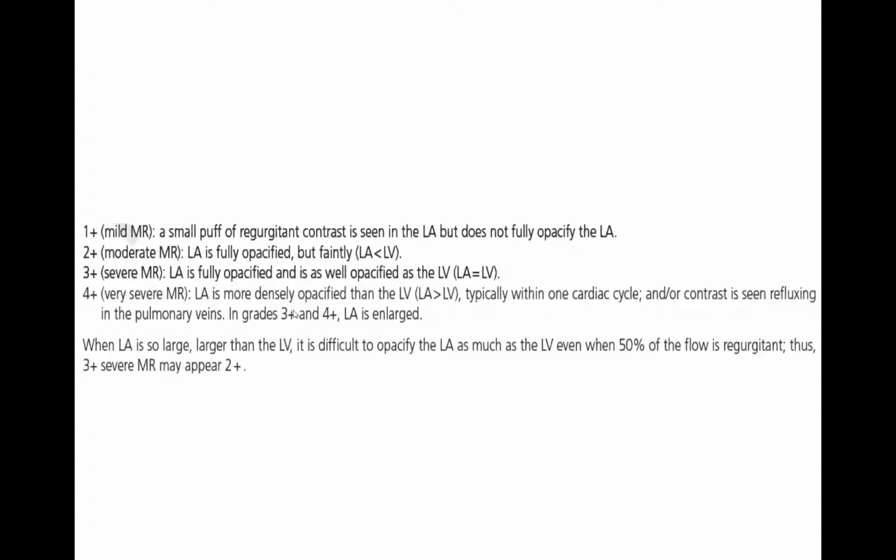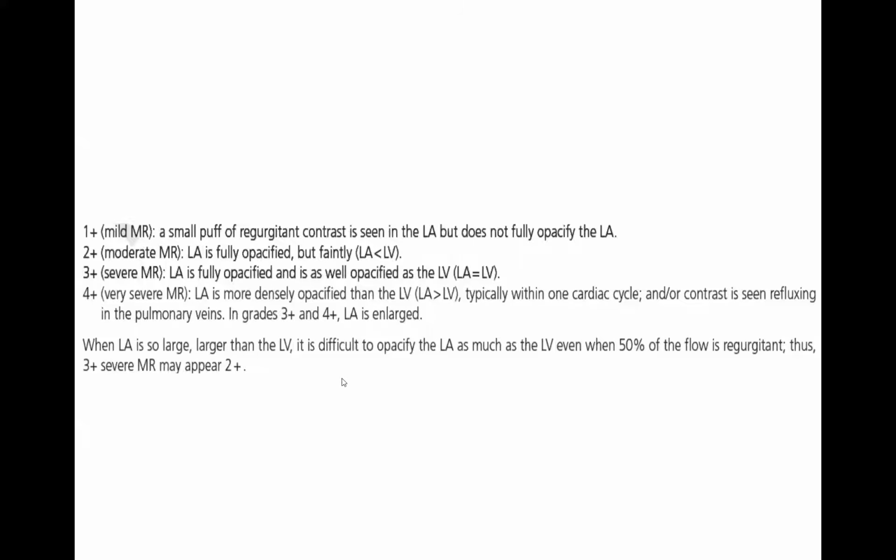So 4+, the LA fills more strongly than the LV, or it fills within 1 cardiac cycle as strong as the LV. So it's either fills more than the LV or as strong as the LV, but very quickly within 1 cardiac cycle. Or you see the pulmonary veins. This is 4+. But by the way, severe MR is a 3+. 4+ is very severe MR. So the surgical indication is a 3+ when the LA is as fully opacified as the LV.